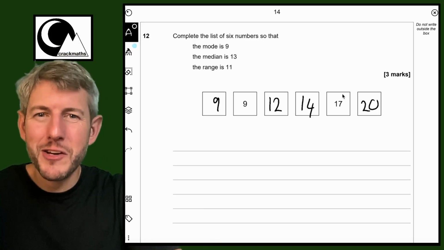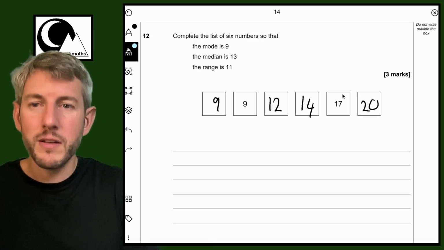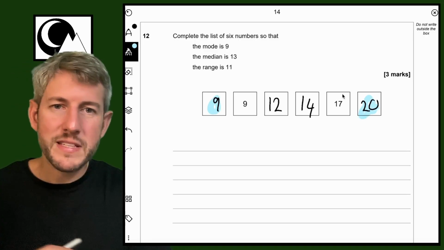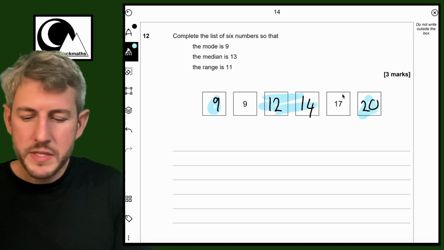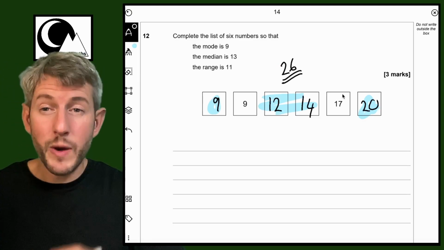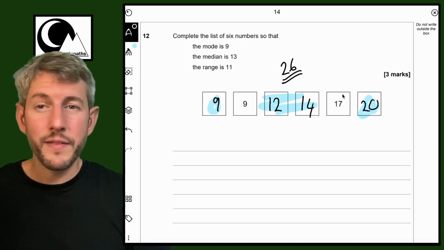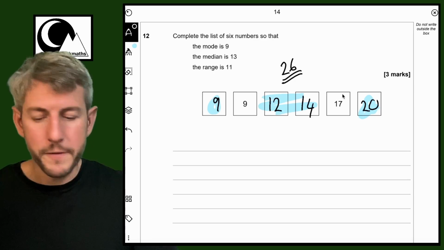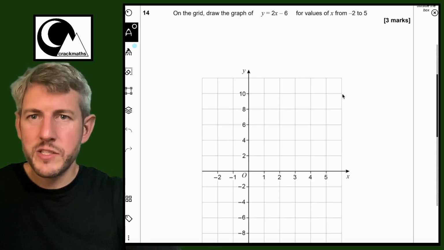Yep, so there are other solutions that you could have for this, but the caveat in the mark scheme is that this has to be 9 and this has to be 20, and that these 2 numbers have to equal 26, okay? So as long as the 2 numbers in the middle add to 26, that's a 9 and that's a 20, this question is fine. Okay, let's look at question 14.